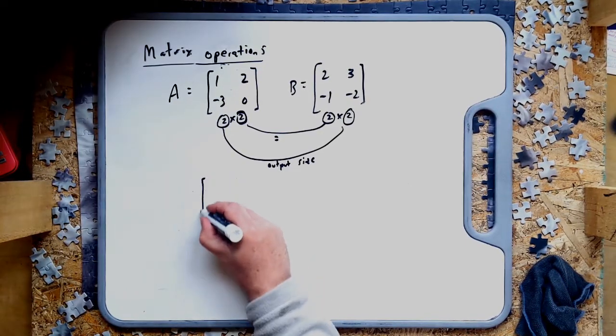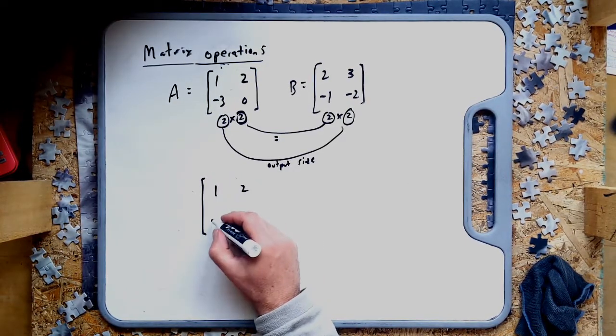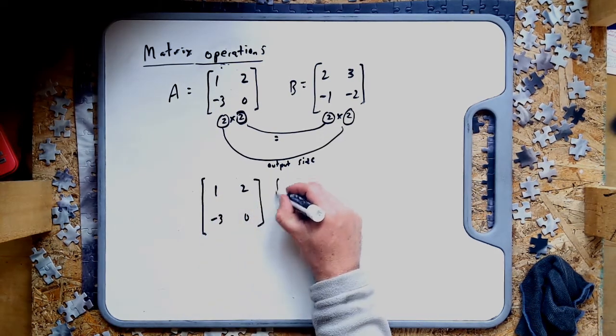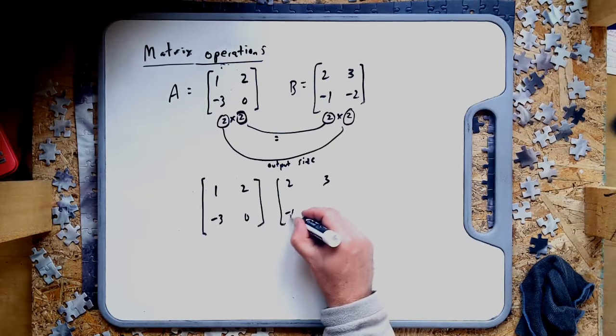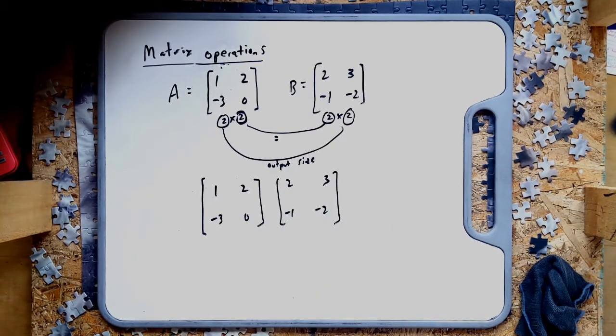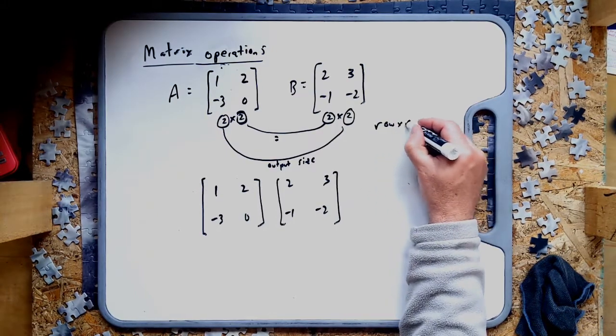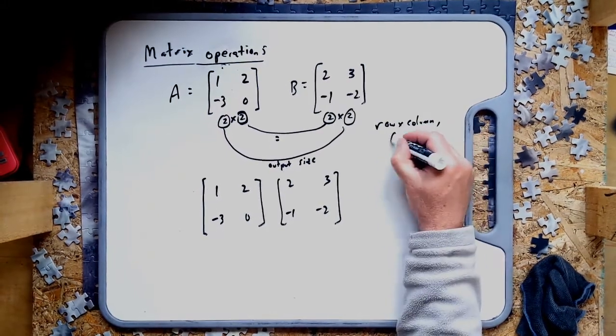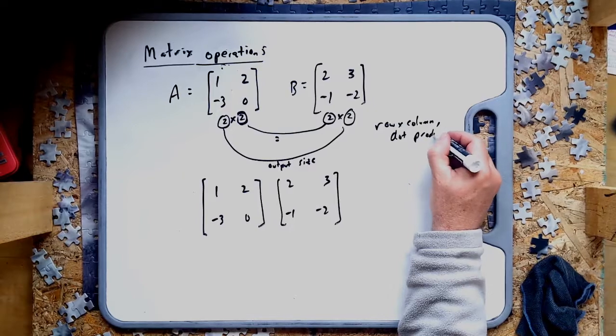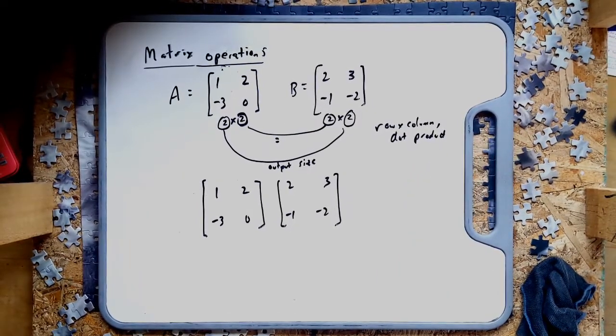Okay, so let me show you how you do this. I'm going to write that down. Rewrite the matrices down. A is 1, 2, negative 3, 0. B is 2, 3, negative 1, negative 2. Okay, the basic way you multiply matrices, the basic rule is row times column. And then you do what's called a dot product, which means multiply the corresponding terms and then add them.